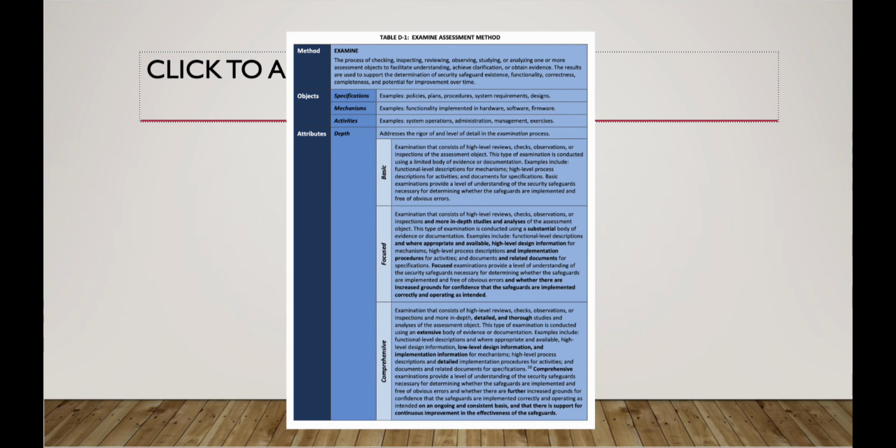And then from there, it breaks it into different areas as well. The assessor will look at it and go, okay, so there's basic, focused, and comprehensive. The basic would be a high level view. If you're dealing with focused, it's high level, but it then digs into more in-depth studies and analysis. And if it's comprehensive, it's very detailed and thorough studies. So again, it breaks it into basic, focused, and comprehensive.